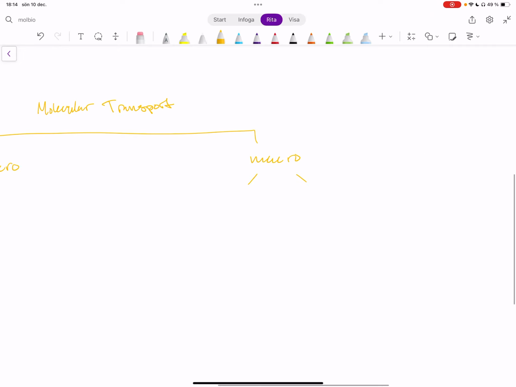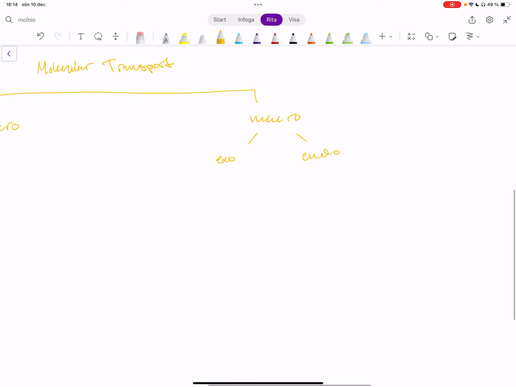So macromolecules is divided into either exocytosis or endocytosis. So exocytosis just means that signaling molecules are released, while endocytosis means that molecules, not only signaling, are taken into the cytosol. And endocytosis can be divided into pinocytosis or receptor-mediated endocytosis.